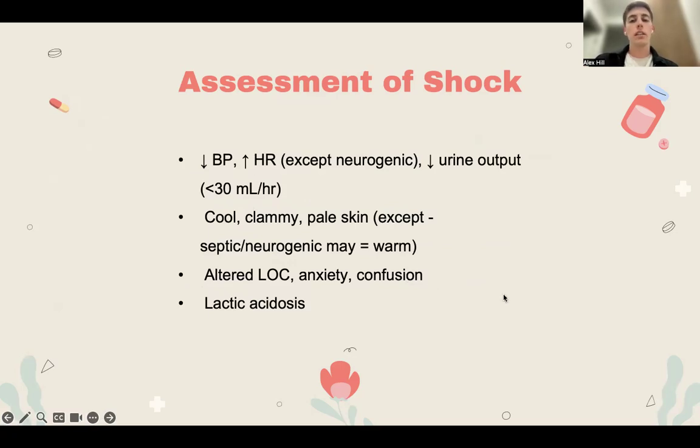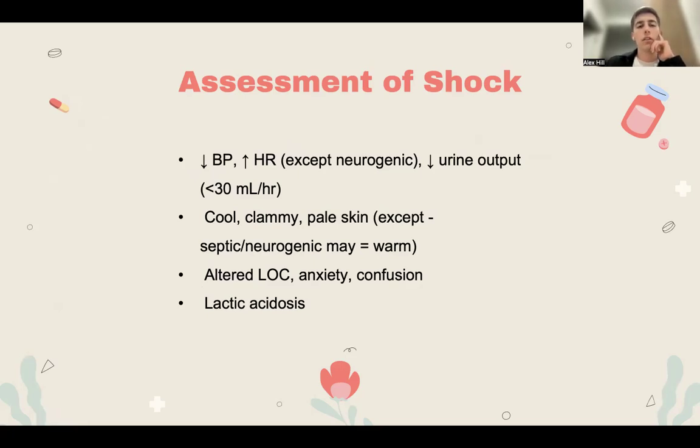Okay, assessment of shock, kind of the same thing we were just talking about. Cool, clammy, pale skin, except septic and neurogenic, may be warm. Probably a couple different causes of this, but if you think about septic and neurogenic, major vasodilation is the cause. And so when you have that vasodilation, at least at first, the blood is going to pool in your periphery, and that can keep it warm for a little bit. Vasoconstriction would cause the cool, clammy, pale skin. It also is probably related to sympathetic nervous system activation. Fever might affect that too. Anyways, a couple different causes.